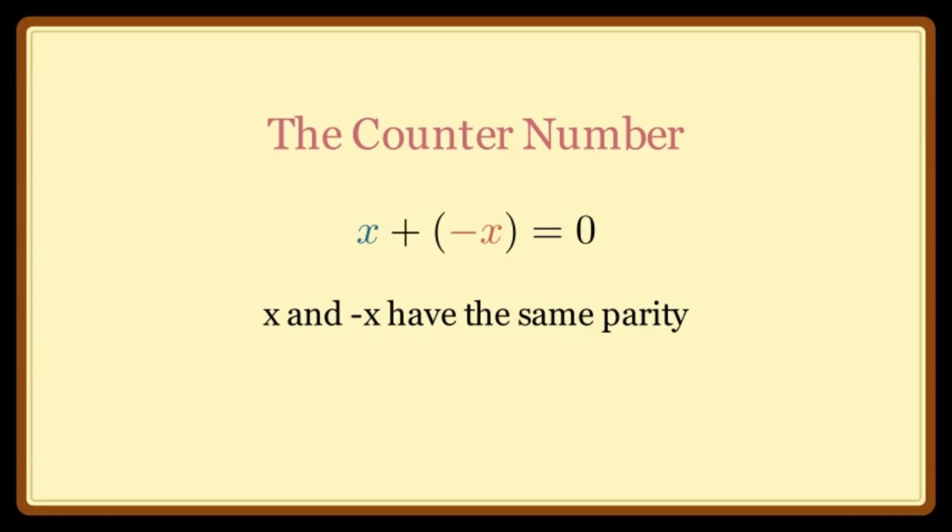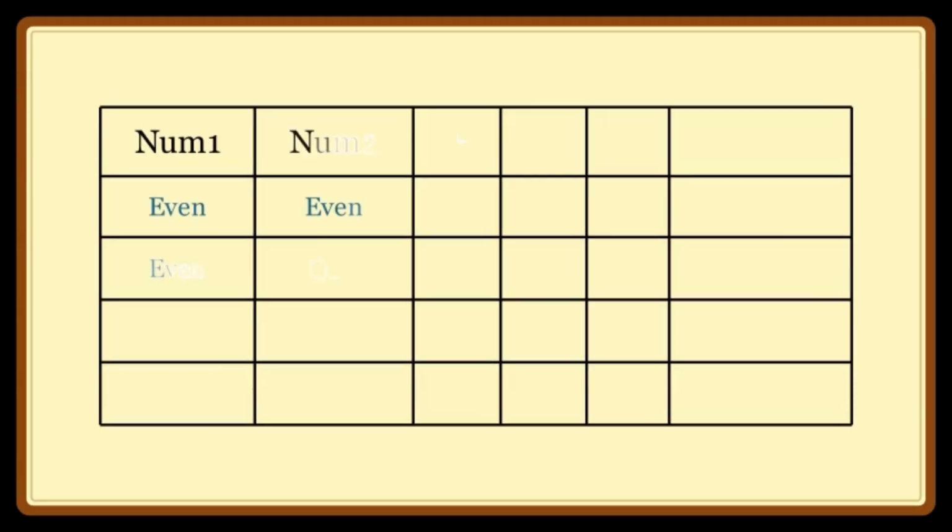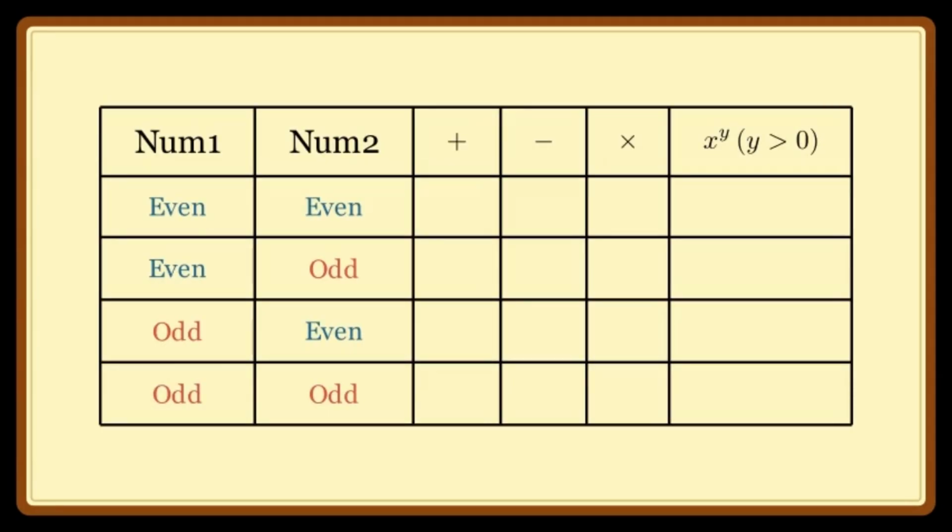Now let us roll up our sleeves and build a parity table together, filling it in as we speak. We will start with two key players. Let us call them the first number and the second number. Since each number can be either even or odd, we need exactly 4 rows to cover all the possible combinations.